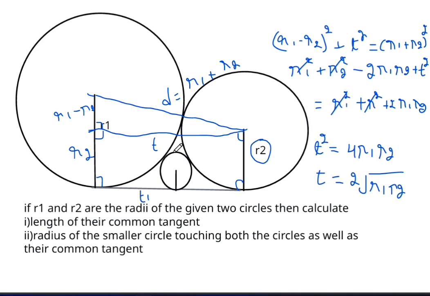Use the length of common tangent and the hints that I have used to solve for the common tangent to find the radius of the smaller circle.